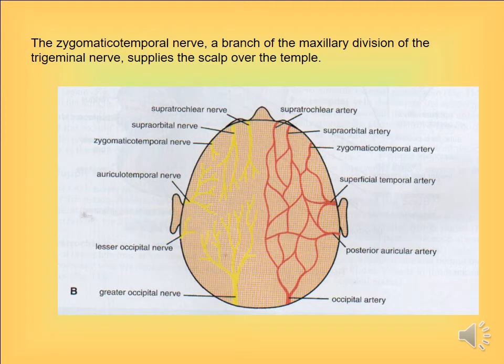The other division of the trigeminal nerve is the maxillary division. This division gives the zygomaticotemporal nerve, a branch of the maxillary division of the trigeminal nerve. It supplies the scalp over the temple at the lateral side, anterior to the auricle, that is, from the lateral side of the eye to the front of the ear.